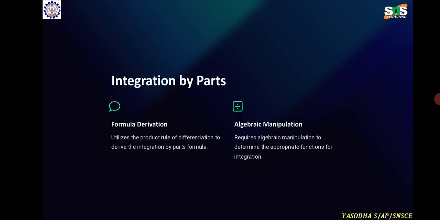Next, integration by parts. In this method, it is used for integrating the product of two functions. This method is used to find the integrals by reducing them into standard forms. For example, if we have to find the integration of x times sin x, then we need to use this integration by parts method. The integrand is the product of two functions.